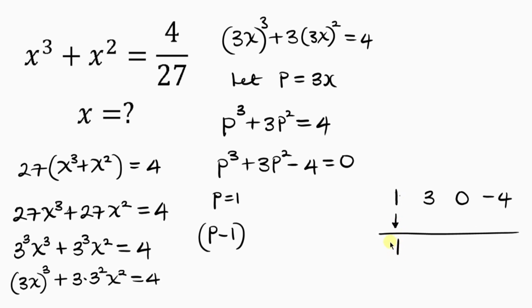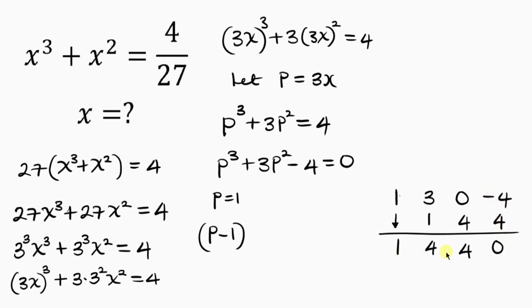Now I'm going to be using what is here to multiply this. So 1 times 1 is 1. So let's add up. 3 plus 1, that's 4. Now 4 times 1 is 4. Now let's put a 4 here. So 0 plus 4 is 4. Now again, 4 times 1 is 4. So I'm going to be writing the 4 here. Now add up. We have minus 4 plus 4, that's 0.